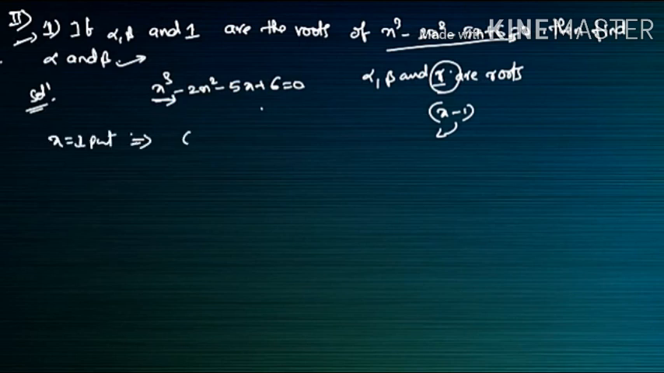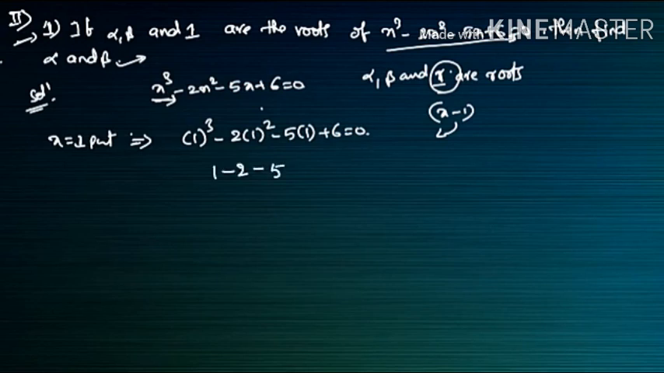So it will become 1 whole cube minus 2 times 1 square minus 5 into 1 plus 6 is equal to 0. Now it becomes 1 minus 2 minus 5 plus 6 is equal to 0. That is minus 1 minus 6 plus 6, which is 0, equal to 0. So x minus 1 is a factor or root of the given equation, so x is equal to 1.